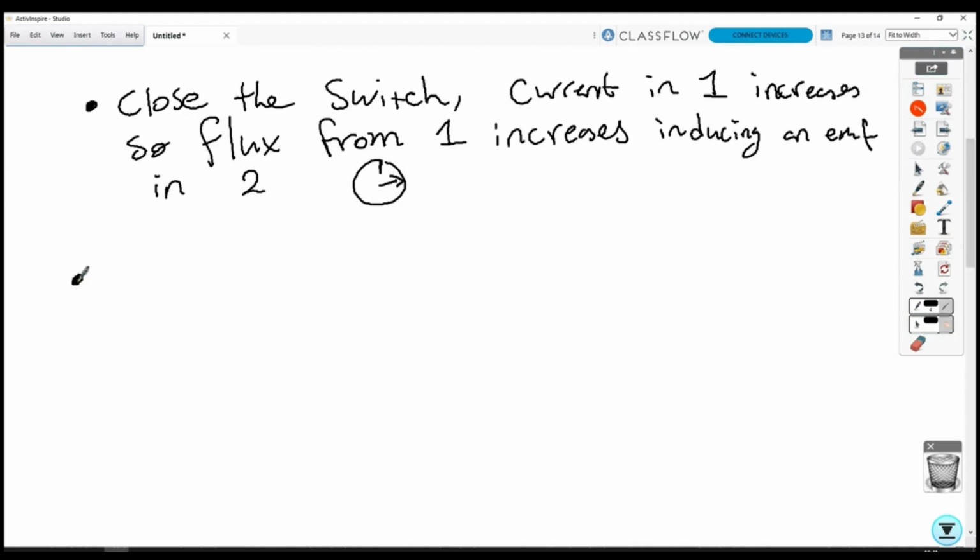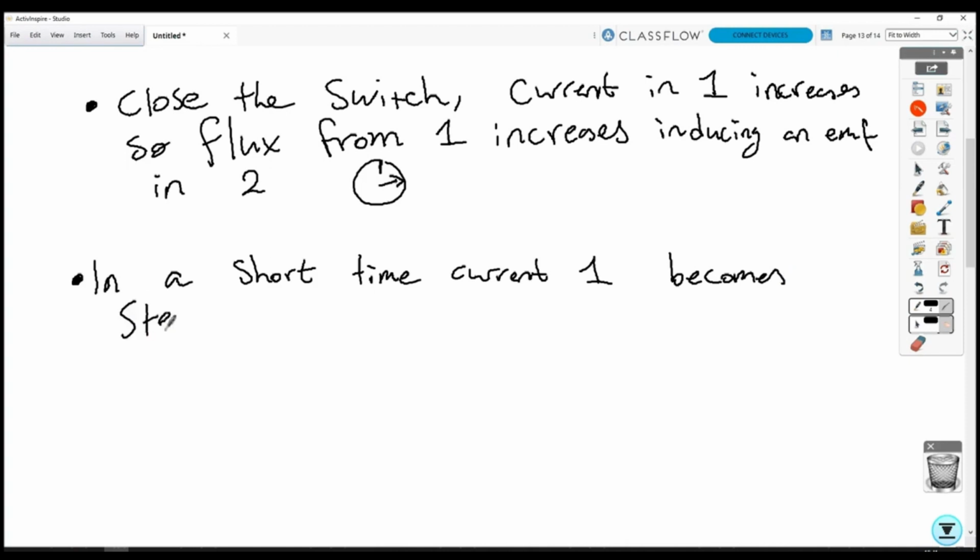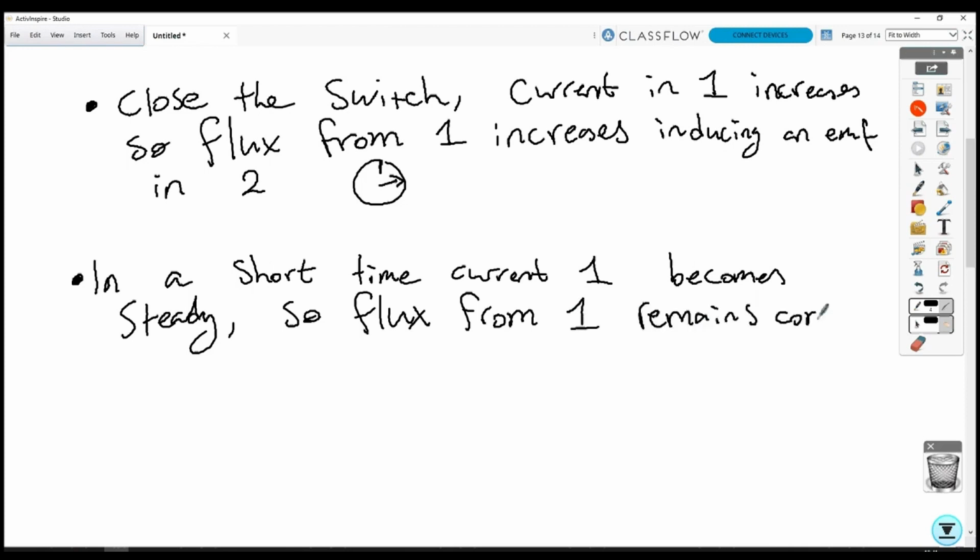After a very short amount of time, though, the current that's flowing through coil 1 then becomes stable, so it becomes a constant. And a constant current means that there'll be constant flux being generated by coil 1. And if there's a constant flux in coil 1, there's a constant flux linkage in coil 2. So no EMF is induced in coil 2, as the rate of change of flux linkage would remain constant. So that means that our galvanometer will then go back to reading 0 very quickly.